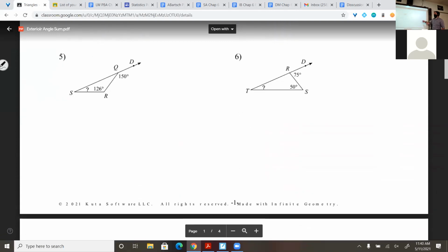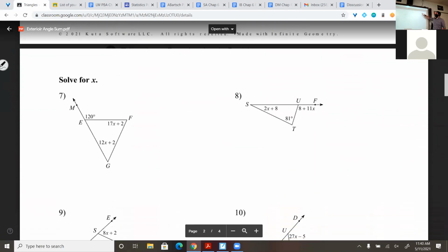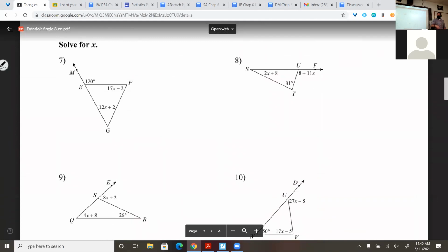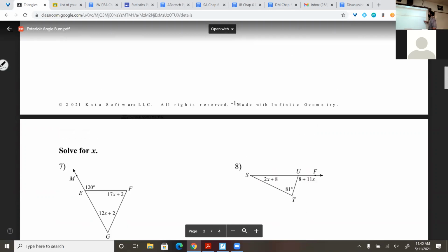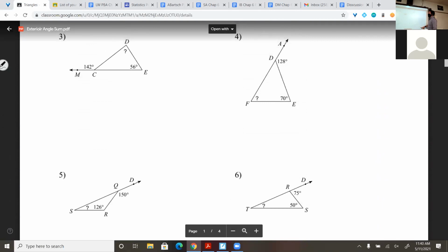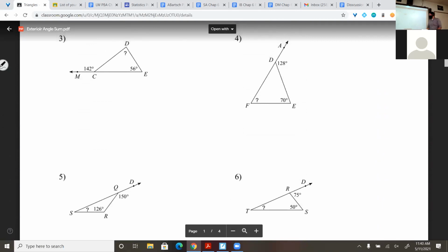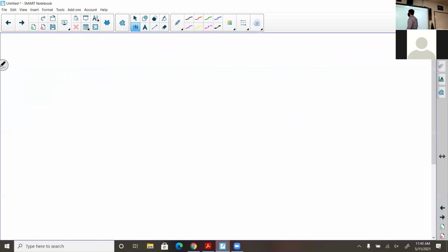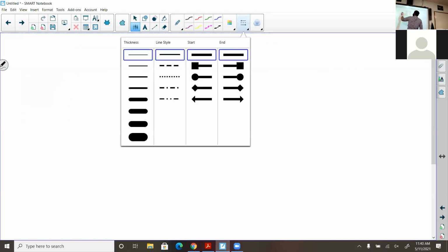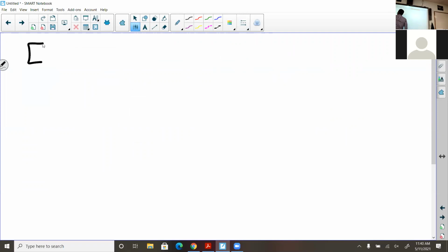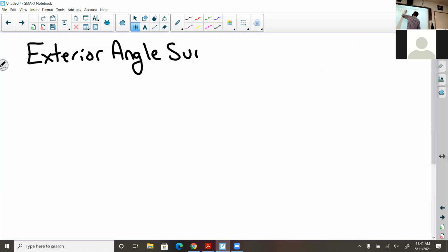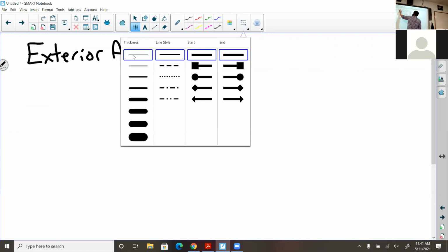However, when we go to more complicated problems, we cannot rely on the tools that we have to solve these equations. So instead, we're going to talk about the relationship of what we're seeing. So we're going to start off with some of the easier problems so we can make sure that relationship makes sense. So today, we're going to be talking about the exterior angle sum.